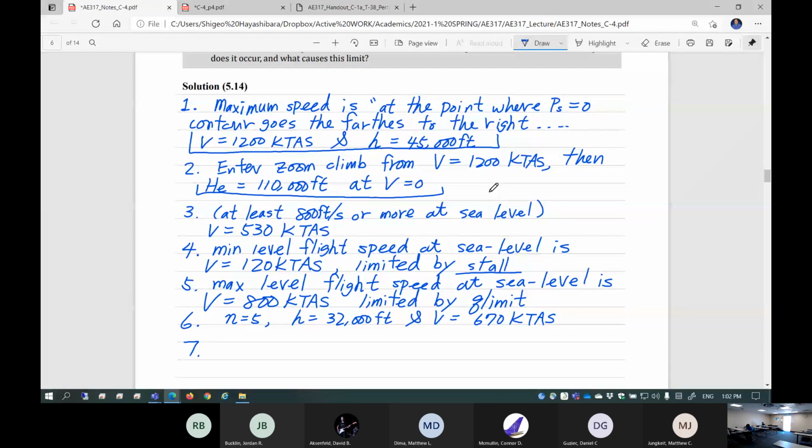So for question number 7, n equal to 5, the maximum airspeed is about 820 knots true airspeed. And what is the altitude? The corresponding altitude is about 17,000 feet.